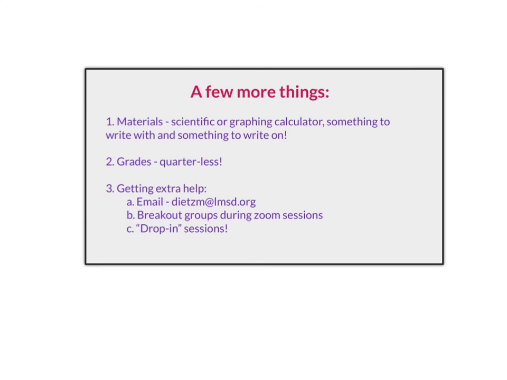A few more things to keep in mind include that your students' materials for chemistry should be a scientific or graphing calculator, something to write with, and something to write on. When they come to class, either in school or on Zoom, they should have all three of those things. Also, grading is quarterless. In PowerSchool, you'll see points for each assignment that your student completes, and the grade will be calculated by total points earned out of total points assigned.